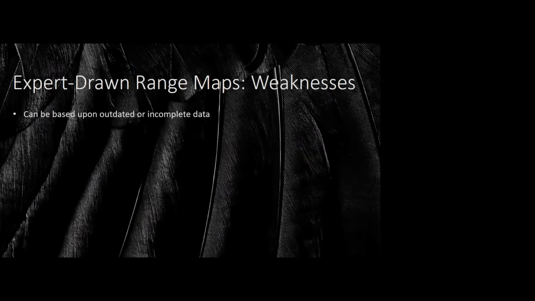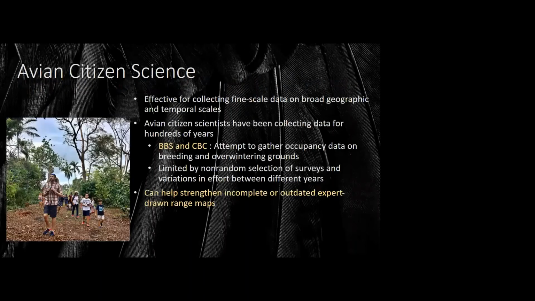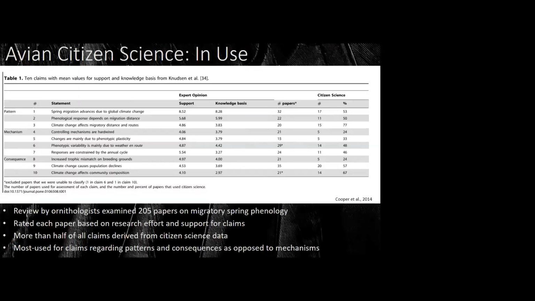Their weaknesses include they can be based on outdated or incomplete data. They are often too coarse to accurately predict distributions, and they can reflect range mismatches. And the range mismatches is what I was really focused on exploring during my project.